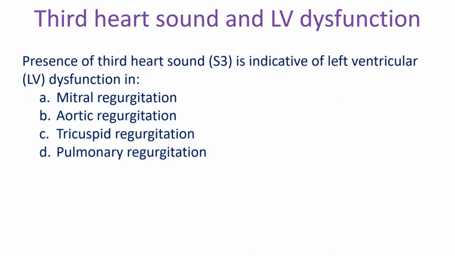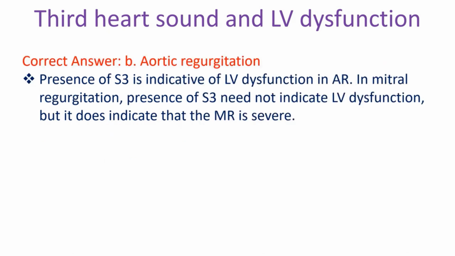Presence of third heart sound is indicative of left ventricular dysfunction in A. Mitral regurgitation, B. Aortic regurgitation, C. Tricuspid regurgitation, D. Pulmonary regurgitation. Correct answer B. Aortic regurgitation. Presence of S3 is indicative of LV dysfunction in AR. In mitral regurgitation, presence of S3 need not indicate LV dysfunction, but it does indicate that the MR is severe.